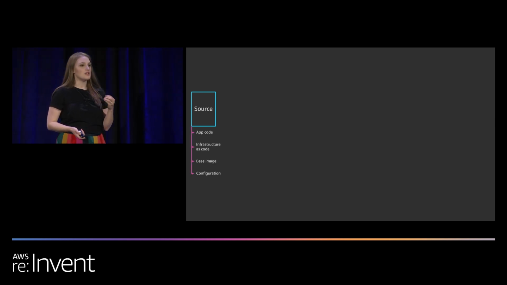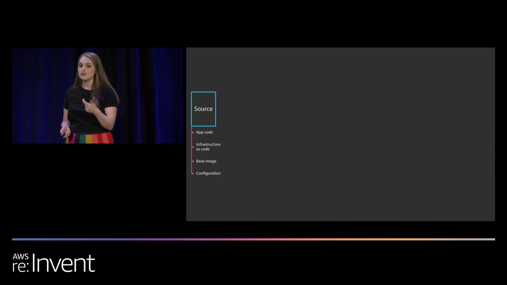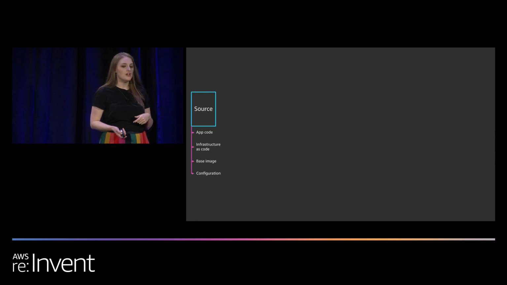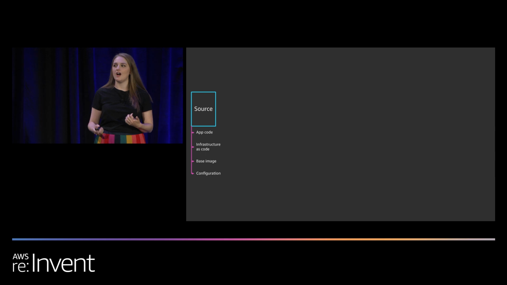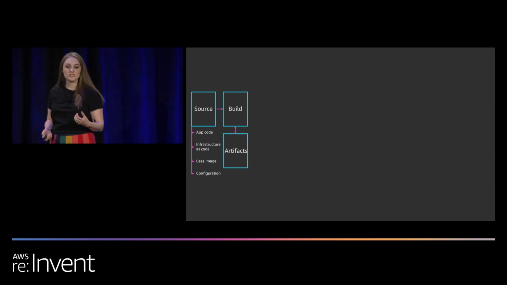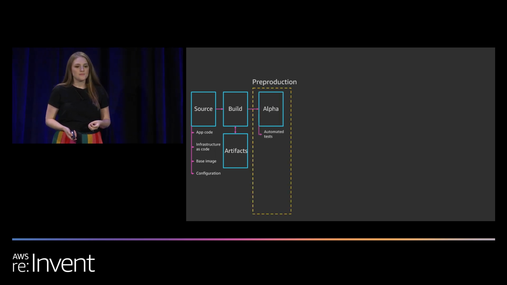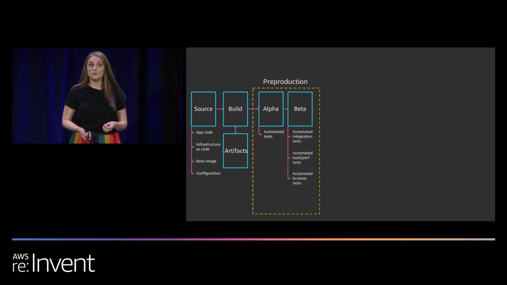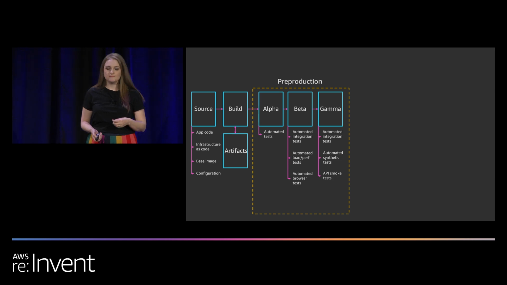So of course, a CI/CD release process starts with our source, but it doesn't just start with our application code. We also have infrastructure as code. If we're using containers, we have a base image for our code, and then we have configuration. All of these things can trigger the pipeline and start that automated release. So then that triggers the build, and of course, out of the build comes an artifact, and in the case of containers, that is our container image. And then we have not 1, not 2, but 3 pre-production environments for our microservice.